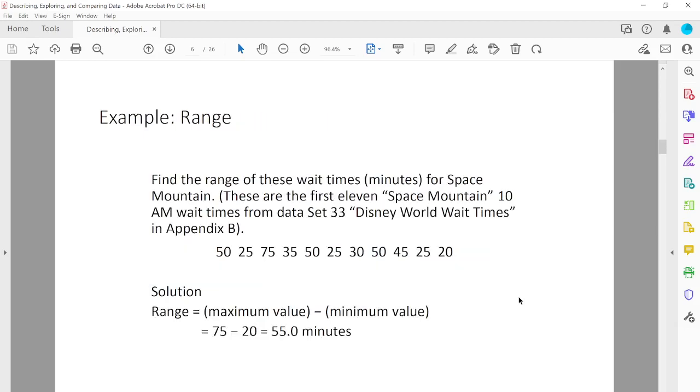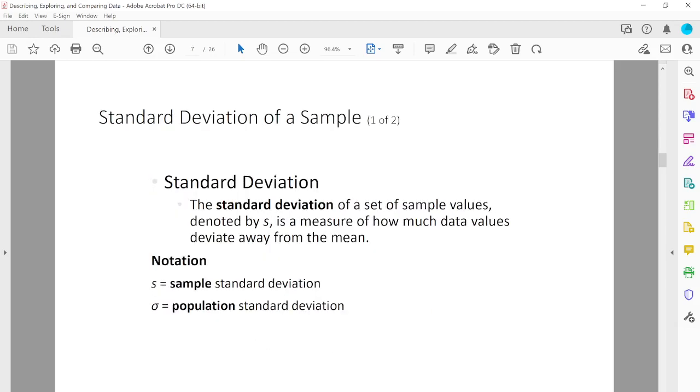Okay, so let's take one example. This is the data from one of the examples we discussed in the previous section, which is waiting time. Let's say we would like to find out the range. First of all, to find the range, we have to sort the data from lower to higher or higher to lower to find the maximum value. In this case, the maximum value is 75 and the minimum is 20. So the range is the difference between them, which is 55 minutes.